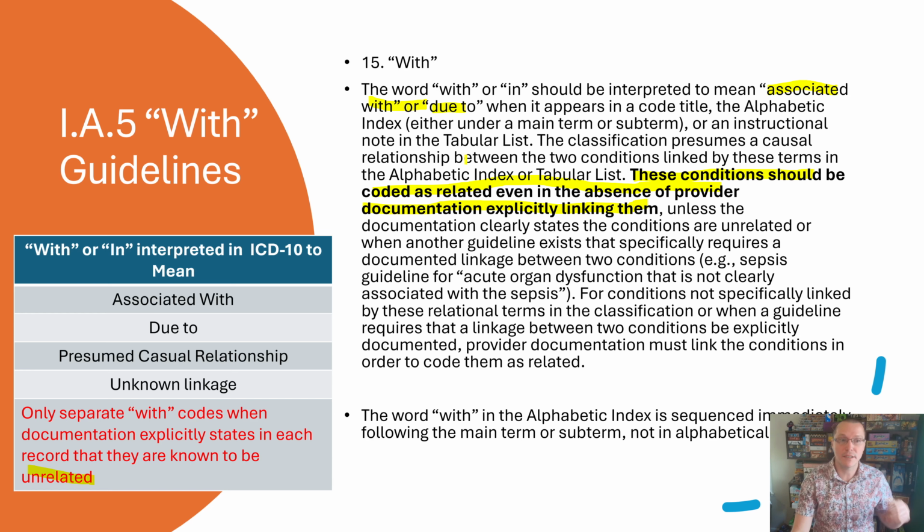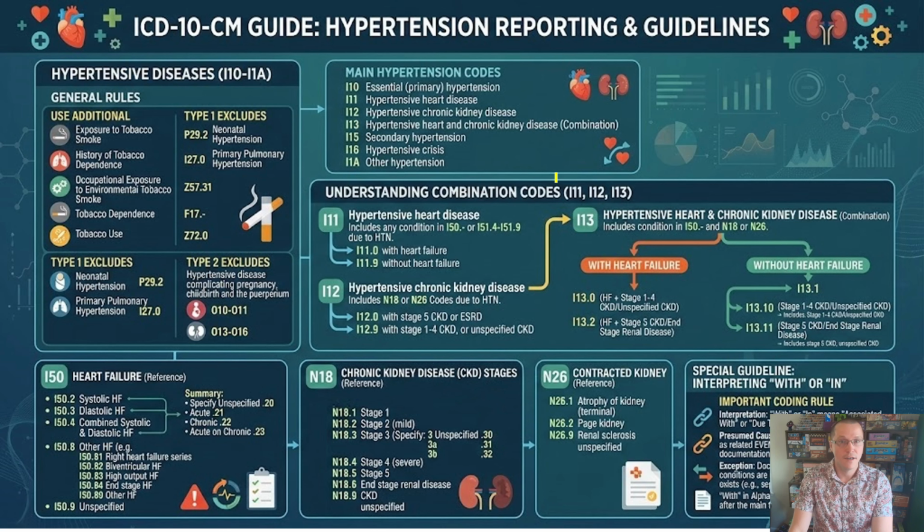So just remember, it's not just associated with, it's not just due to, but it's also a presumed causal relationship. So whenever there's a presumed causal relationship with these codes, these linkage codes exist. So one of the main ones that you'll find is hypertension.